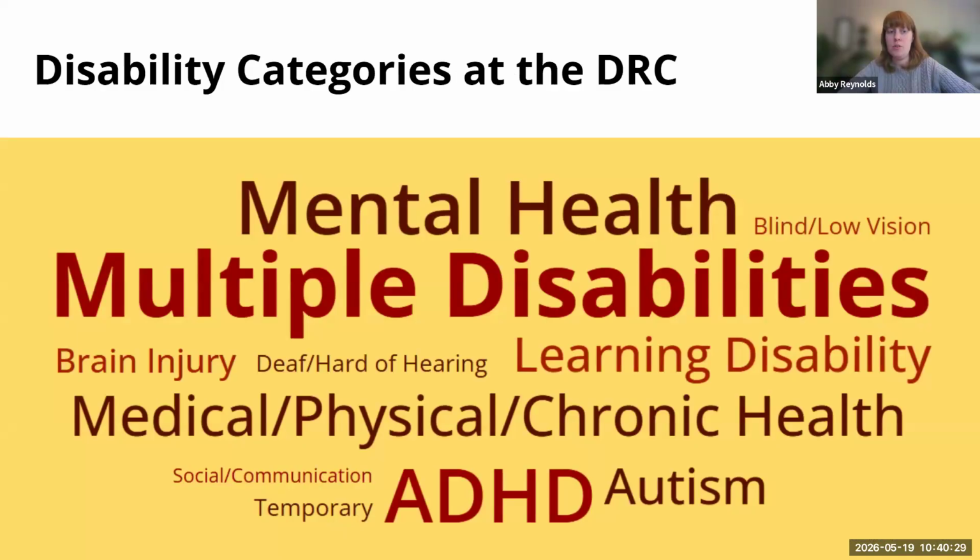So the screen shows a number of disability and health condition terms, sized by the size of the population that we work with, relative to one another. You'll see that multiple disabilities is the largest, followed by mental health and ADHD. Following behind that, we have medical, physical, and chronic health conditions, autism spectrum disorder, learning disabilities, brain injuries, and then some of the smaller text has blind and low vision students, deaf and hard of hearing students, social and communication disabilities, and then temporary disabilities as well.